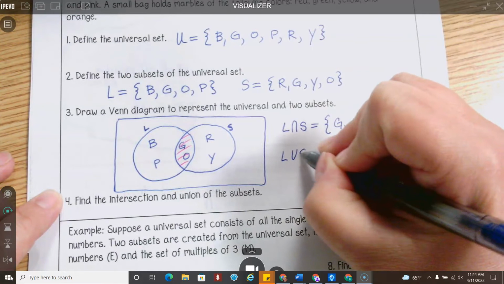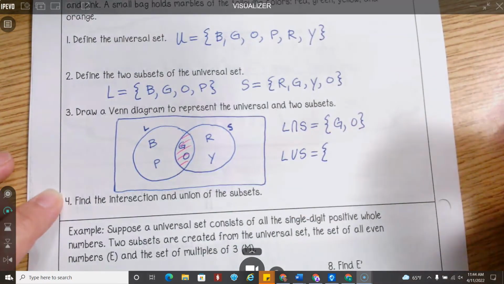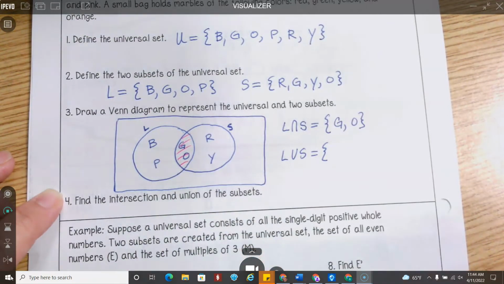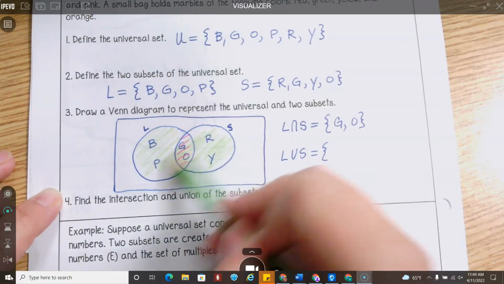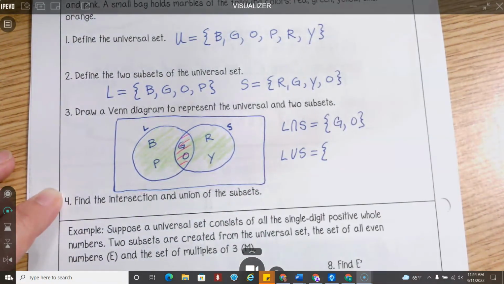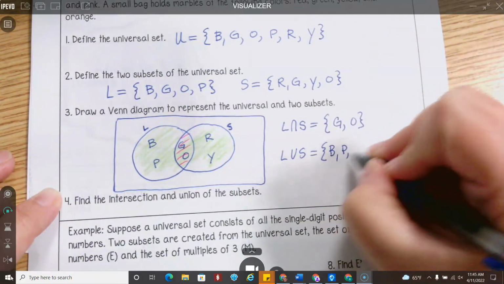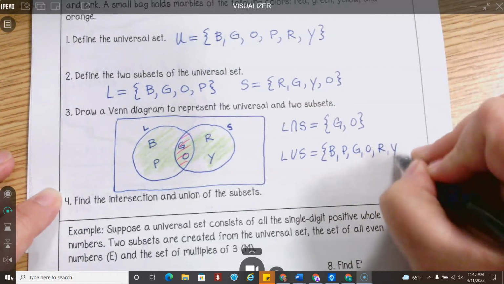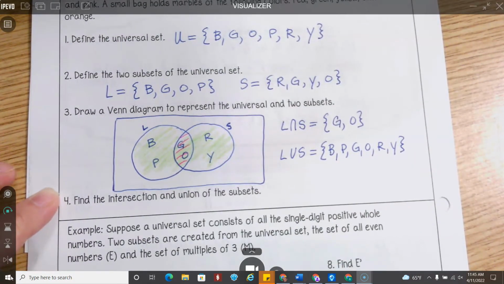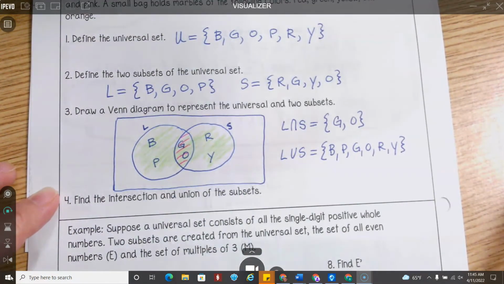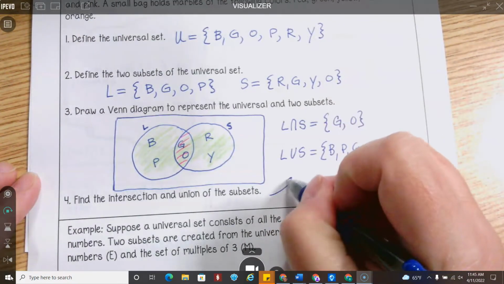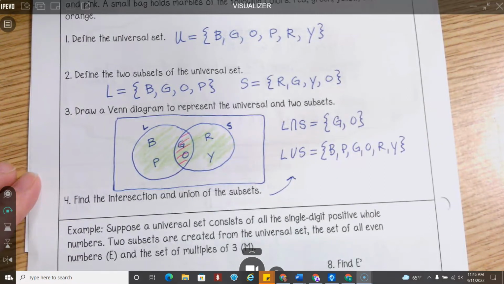And then the union is everything that's in either circle or both. So anything that's anywhere in any of this, you could think of it like anywhere in there, all of that's a union. So blue, pink, green, orange, red, and yellow. In this case, the union of those two sets happens to be the universal set because there's none that are outside the bags. That's not always the case, though. If there were any outside the bags, then that would not be the exact same. So we just did this up here. Questions there?